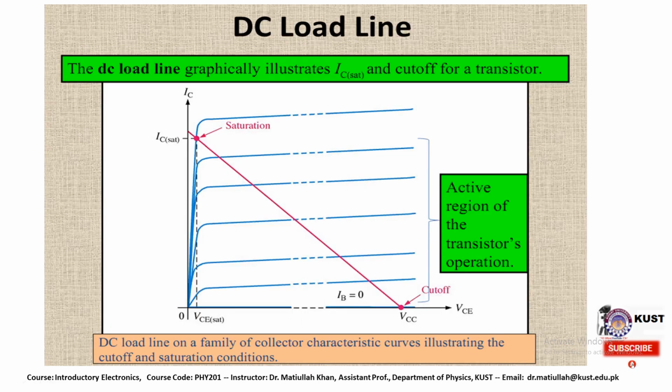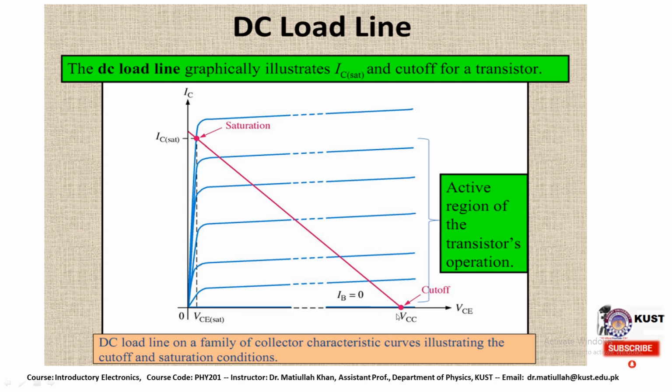We have the DC load line for this case, where we want to graphically illustrate the magnitude of the saturation current, that is the collector current, and the cutoff mode of the transistor: at which point there will be cutoff and at which point we will have saturation, the maximum current possible. Here the red color shows the saturation mode, where we have the maximum current, the saturation current, across the vertical axis. Here IC represents the saturation current, and on the horizontal axis we have VCC.